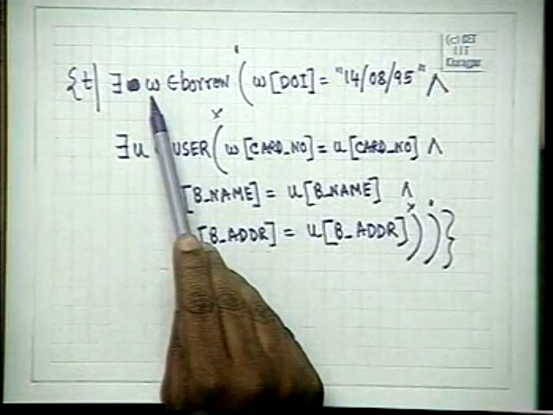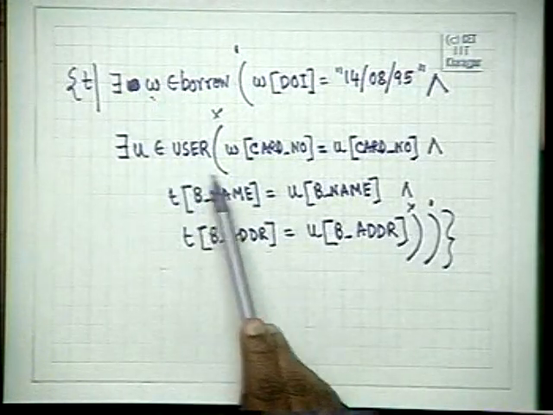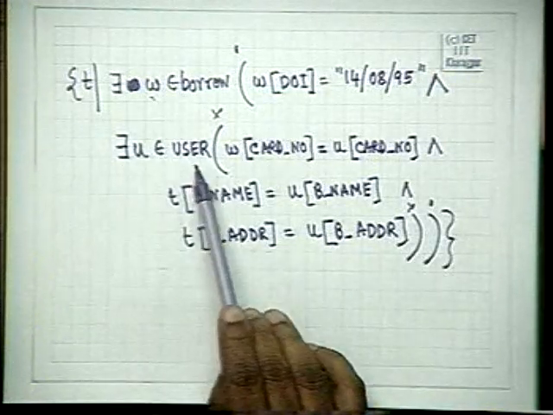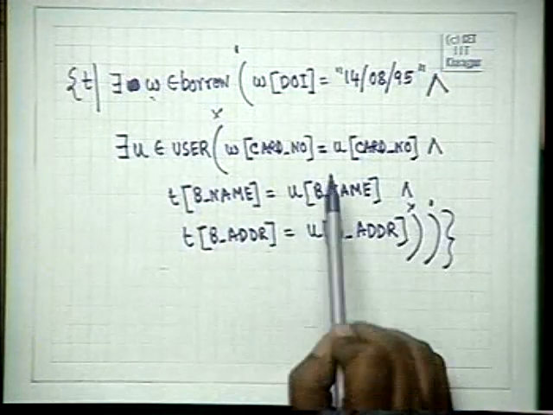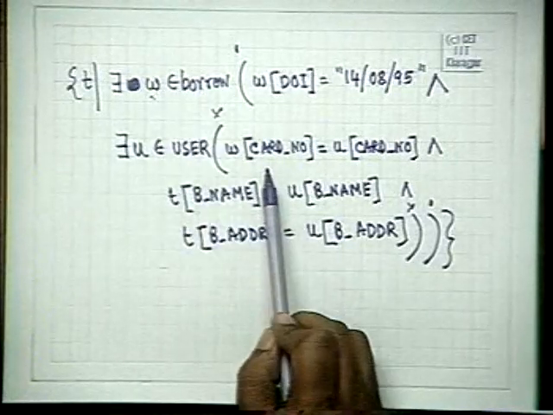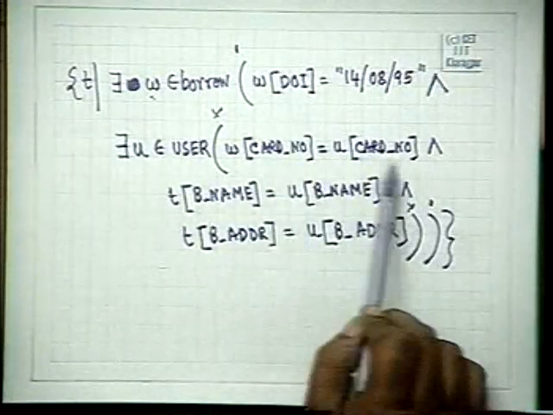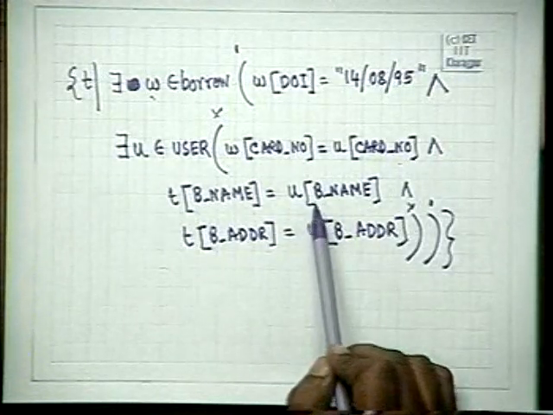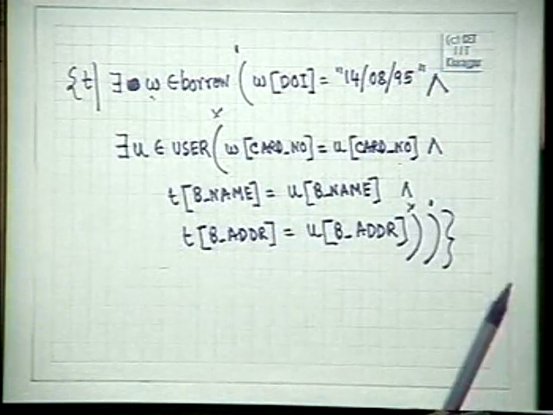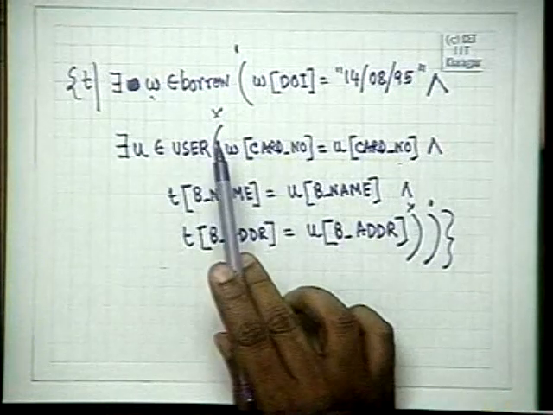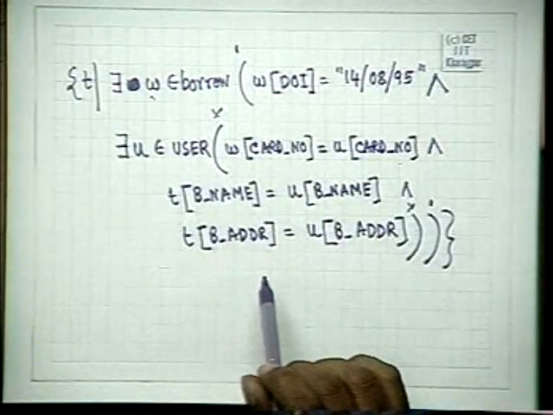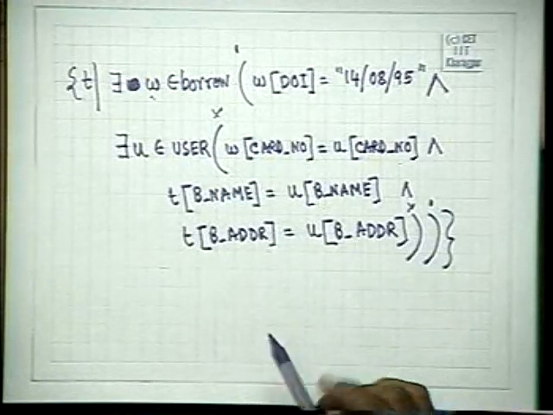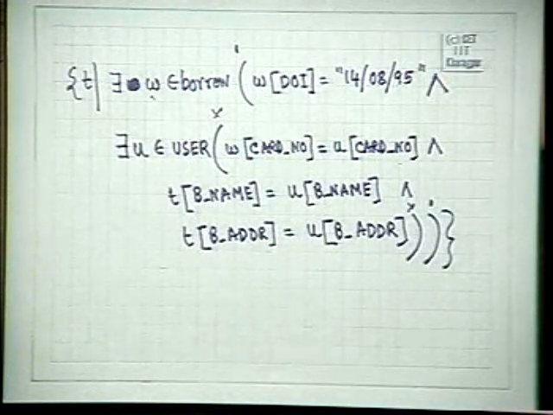So there exists a W, and then for that there must exist a U element of user such that that card number is equal to this card number. It doesn't matter which way, which order you write this. You write this first, this second, does not matter. So this is one query which is corresponding to a simple natural join of what is the equivalent relational algebra.